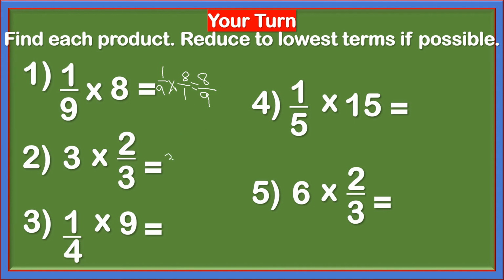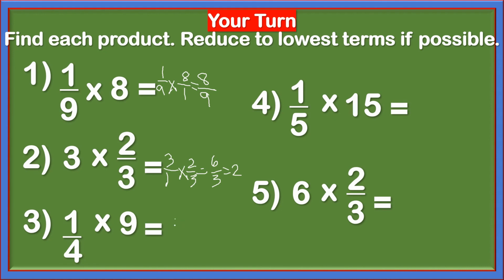Then, for number 2, we have 3 over 1 times 2/3 equals, what is 3 times 2 will now become 6. 1 times 3 is 3. What is 6 divided by 3? That will be 2. So, kung i-reduce natin siya, i-divide natin yung 6 divided by 3, which is now 2.